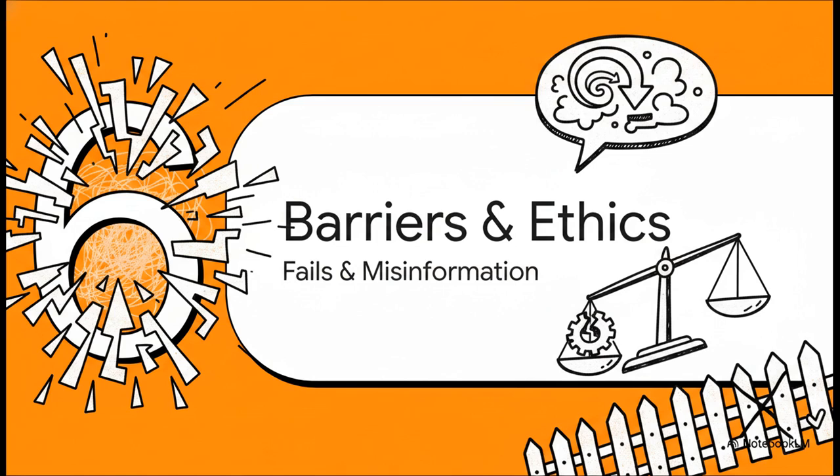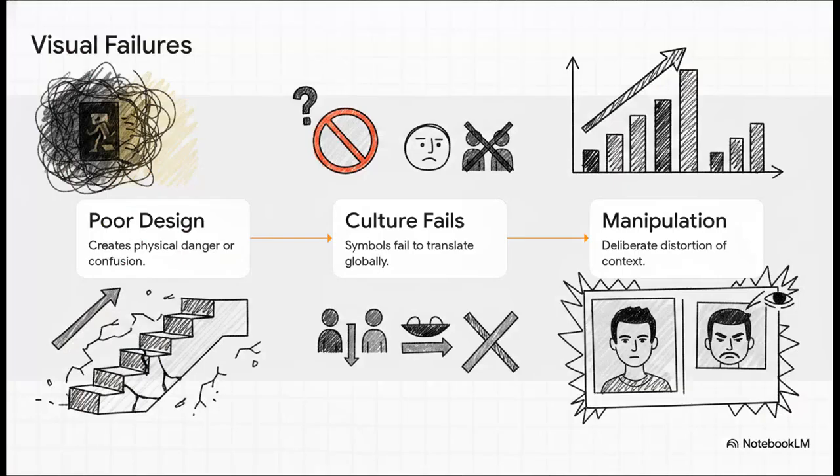Section 6. Barriers in Ethical Design. What happens when visuals fail or mislead us? All right, now we have to raise the stakes. We need to critically look at how visual communication fails us, starting with poor design.